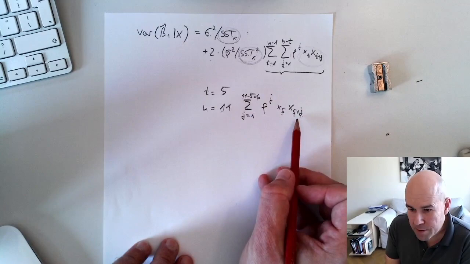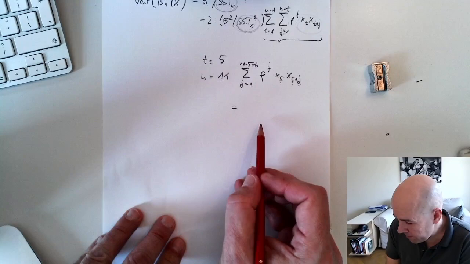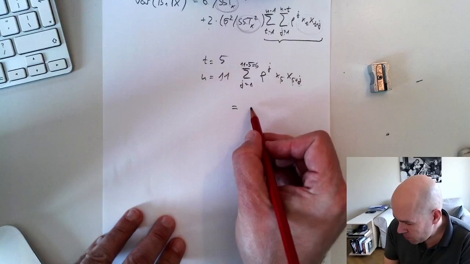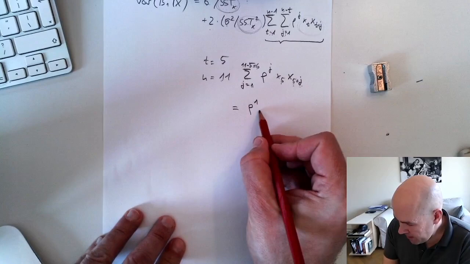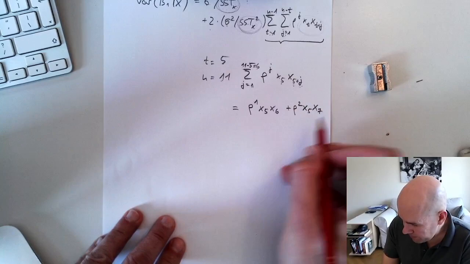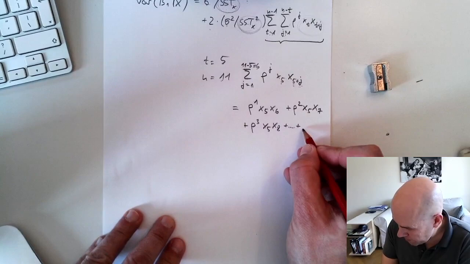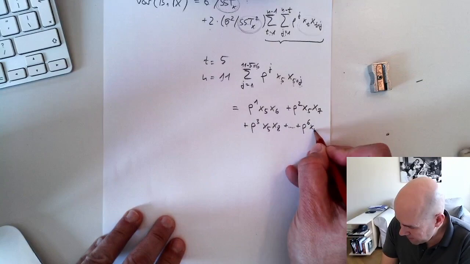So let's write that out. Then I'm going to get, for t is equal to 5 as the starting point, and I'm going to start with j is equal to 1, I have rho to the power 1, x 5, x 6, plus rho to the power 2, x 5, x 7, plus rho to the power 3, x 5, x 8, and so on and so forth, up to rho to the power 6, x 5, x 11. Okay?